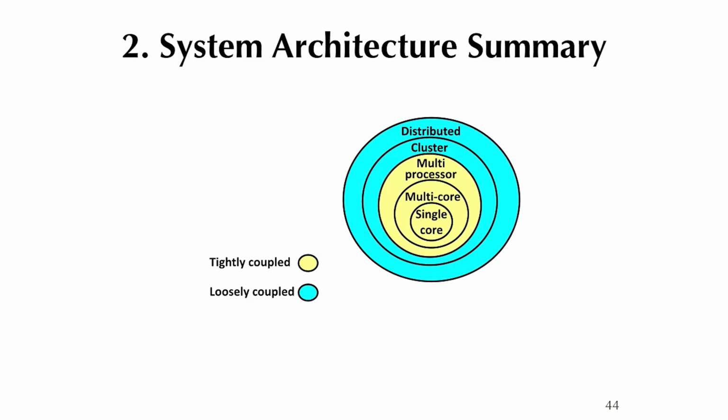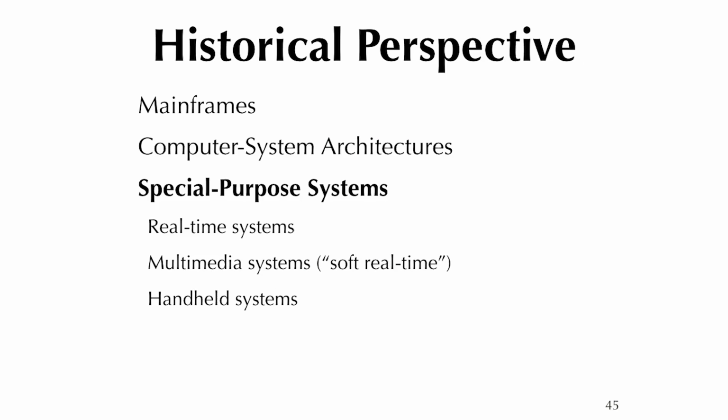Okay, so system architecture developed over time from tightly coupled, from single core to multi-core to multiprocessor, and that's kind of the limit of your more tightly coupled. Then to scale any larger, you have to go to loosely coupled. So you have cluster, distributed, and so forth. All right. So those have been the general purpose systems.